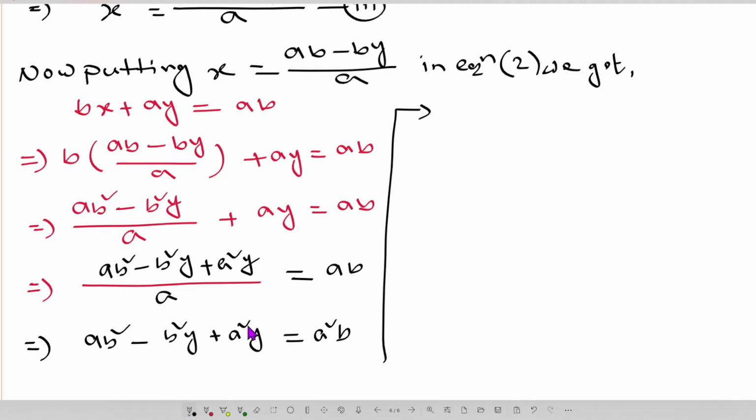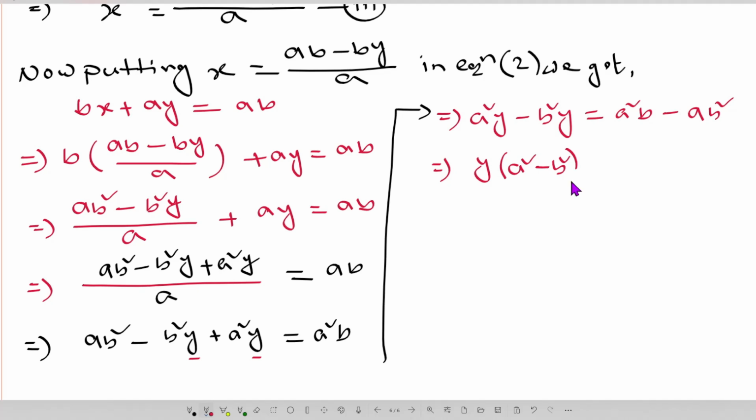We can write in here, this is y and y, we can keep one side. So a square y minus b square y equals a square b minus ab square. So we can take common y, so here is a square minus b square, and here we can take common ab, right? So here is a and here is minus b.